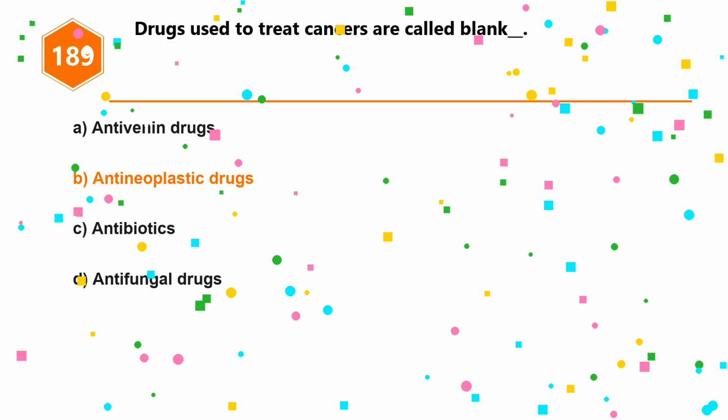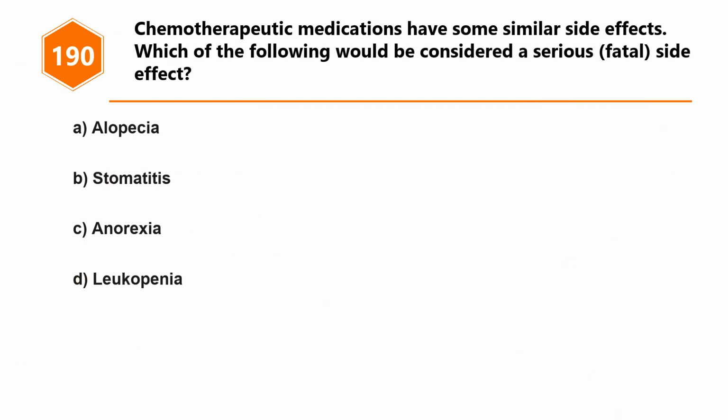The correct answer is option B. Antineoplastic drugs. Question 190. Chemotherapeutic medications have some similar side effects. Which of the following would be considered a serious, fatal side effect? Option A, alopecia. Option B, stomatitis. Option C, anorexia. Option D, leukopenia.